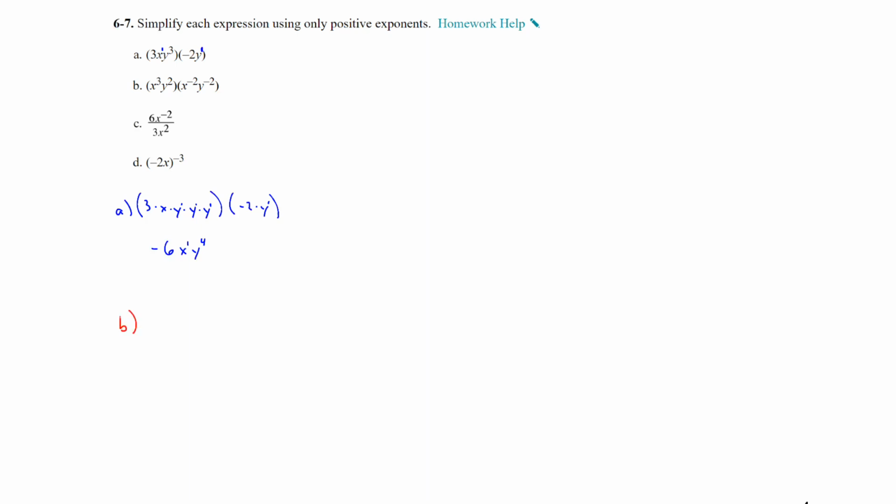B, we have once again x to the third, y to the second, times x to the negative second, y to the negative second. We only want positive exponents, so we could deal with the negatives by doing the reciprocal, but let's go ahead and combine them first by addition. So we have x to the third times x to the negative second, and then we have y to the second times y to the negative second. So let's add the exponents. 3 plus negative 2 is 1, and 2 plus negative 2 is 0. Remember, anything raised to the 0 power is 1, so this is really just x times 1, or just x.